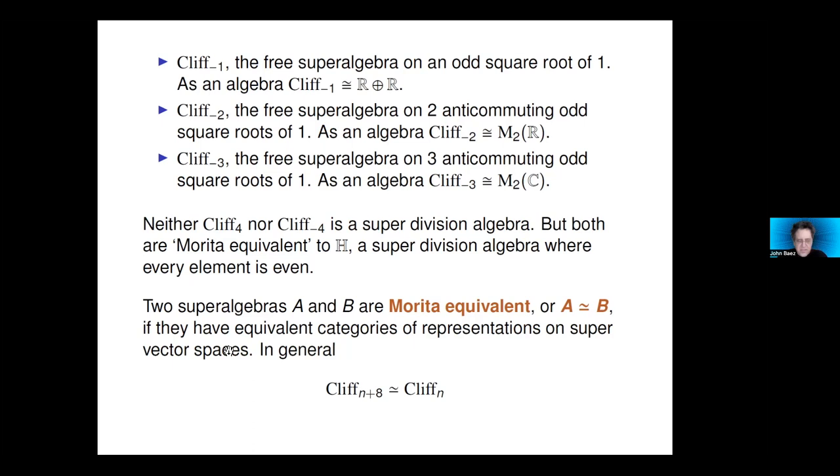And you can show that Cliff N is Morita equivalent to Cliff N plus 8. So although the Clifford algebras keep marching on and on forever, getting bigger and bigger, in terms of their categories of representations, they loop around; you get back to an equivalent category of representations after 8. So here what I did is I went almost 4 in one direction, almost 4 in the other direction. But by the time you go for throwing in either square roots of 1 or square roots of negative 1, you get Morita equivalent things. So you get all those, and here they are.